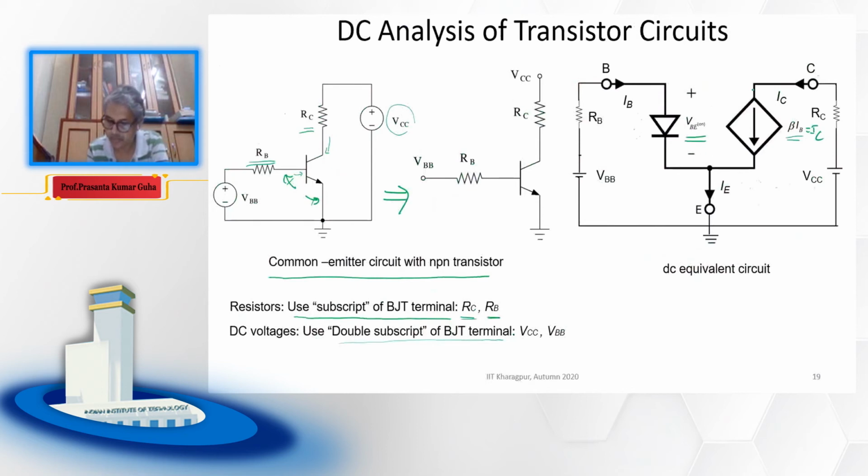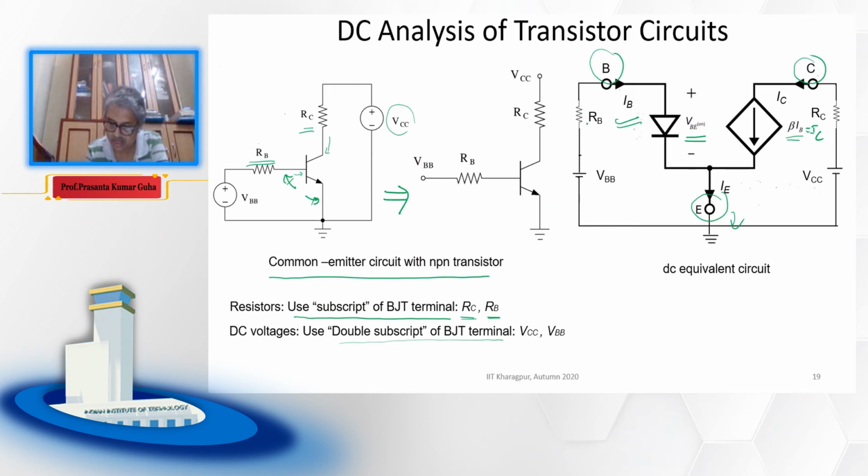We represent the collector emitter as a constant current source which depends on IB, so beta IB. This is your collector terminal, this is your base terminal, and this is your emitter terminal. The emitter I have grounded according to this circuit.